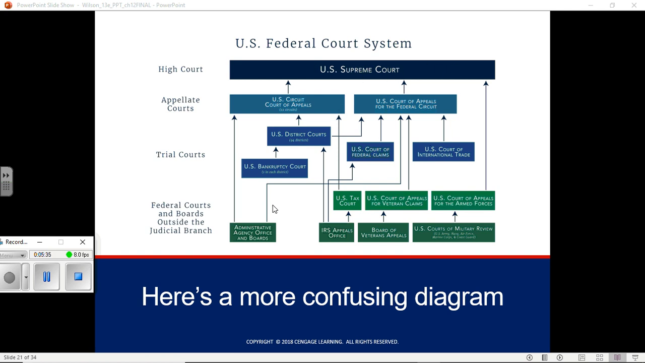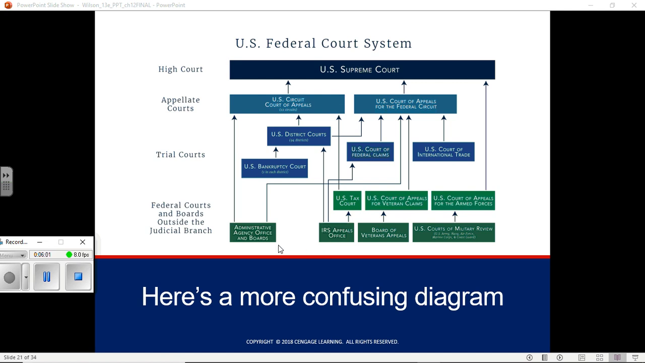Now, here are some of those other courts I mentioned. These are also federal courts, but they are a different beast, right? The U.S. Courts of Military Review, the U.S. Court of Appeals for the Armed Forces. By the way, there's one for each branch of the military down here. There's the Veterans Board, the IRS. These are all examples of federal judges or federal courts that you've never heard of because they're not constitutional, like the U.S. Supreme Court is per se.